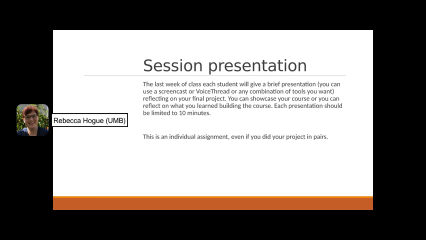Session presentation. The last week of the class, you'll have an opportunity to present to your classmates your successes in the course. It's also an opportunity to reflect on what you learned and to see what your colleagues have learned. You can focus the presentation on your project or your personal learning. This is an individual assignment, so even if you did your project in pairs, the session presentation at the end of the course is individual.